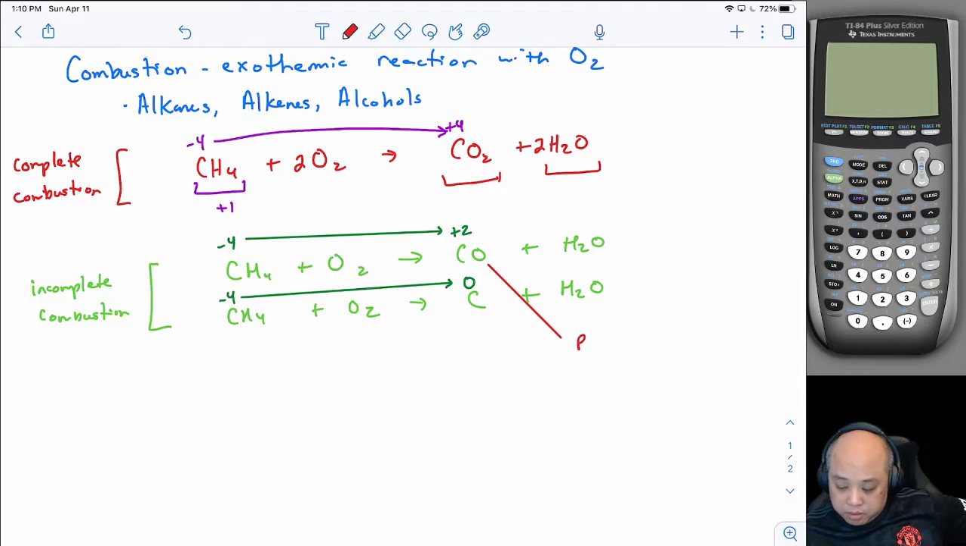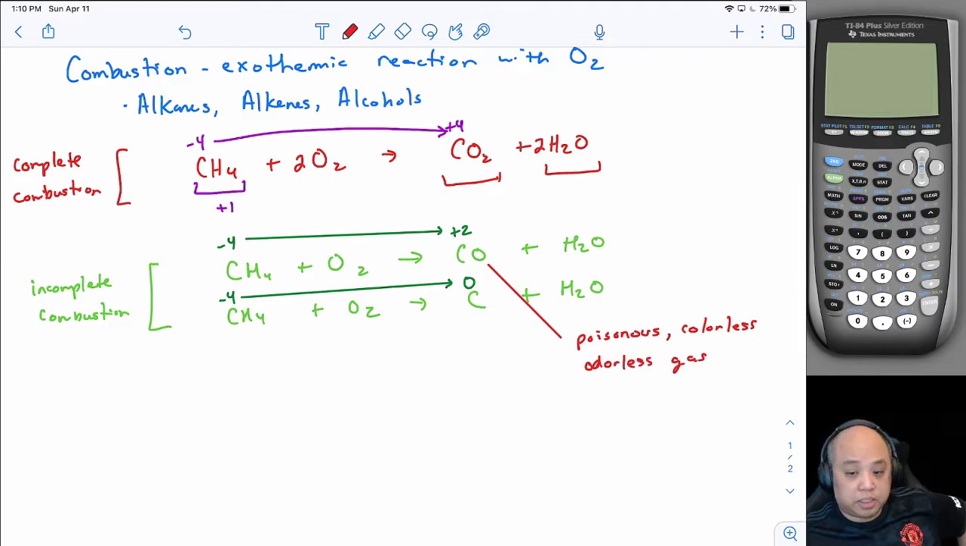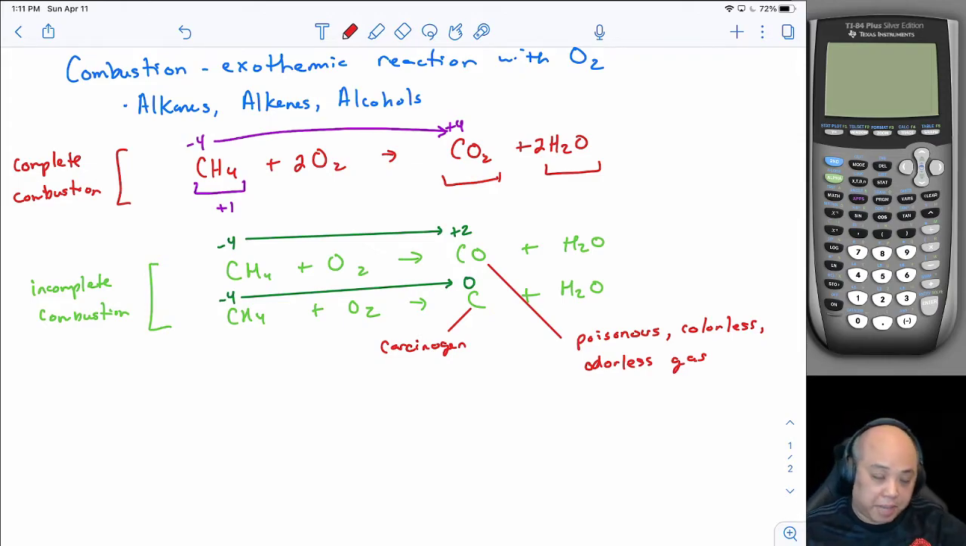And remember, these incomplete combustion products are dangerous. For example, carbon monoxide, CO, is a poisonous, colorless, odorless gas, which is quite toxic to humans, whereas carbon soot is a carcinogen. When breathed in or ingested, it can accumulate over time and be considered a carcinogen. So there are some adverse side effects to producing this incomplete combustion.